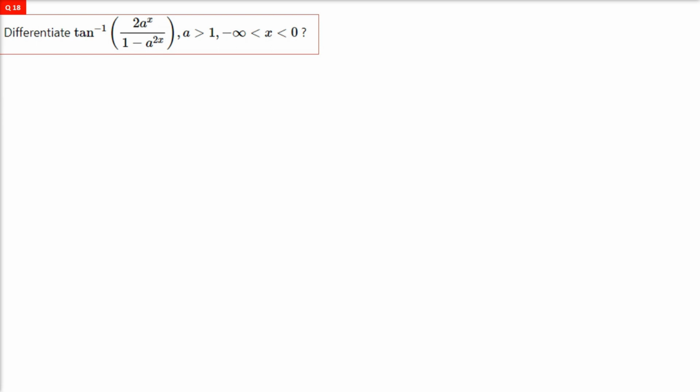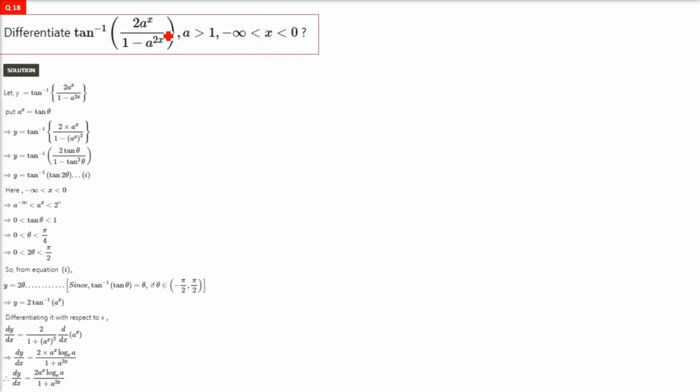Now differentiate tan inverse of 2a raised x over 1 minus a raised 2x, where a should be greater than 1, and x should be between negative infinity and 0. So the solution I always show just for those people who want to do it by themselves, and I actually solve it for those who want to understand how this solution has come, what are the steps. So we have to get a tan inside, because tan inverse is there. We need to get a tan so that we can cancel this tan and tan inverse.